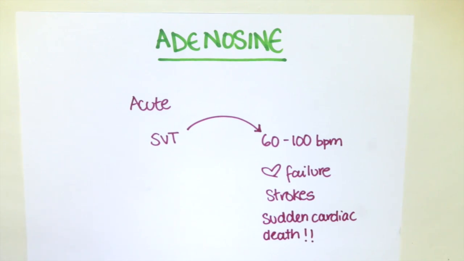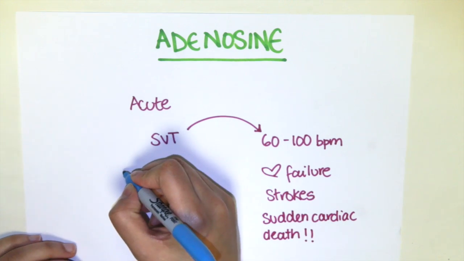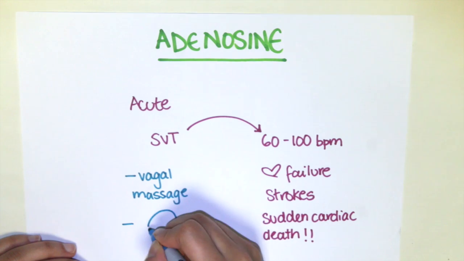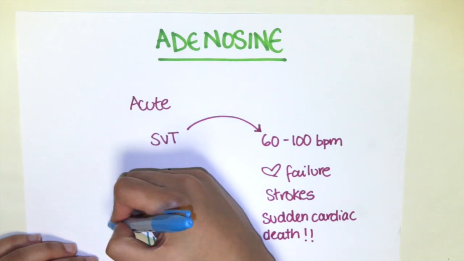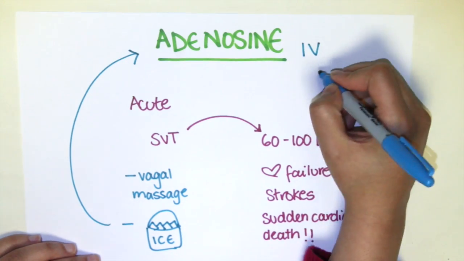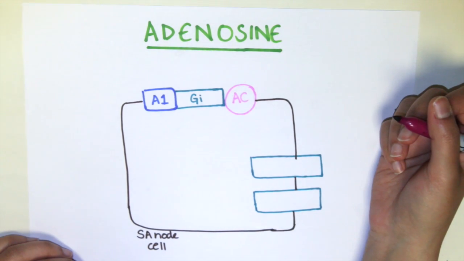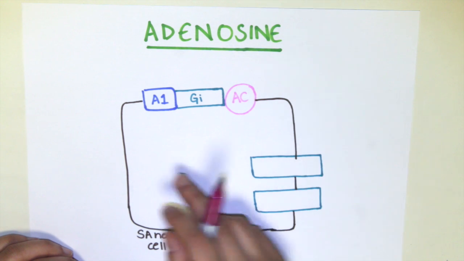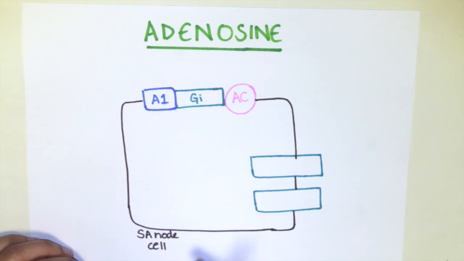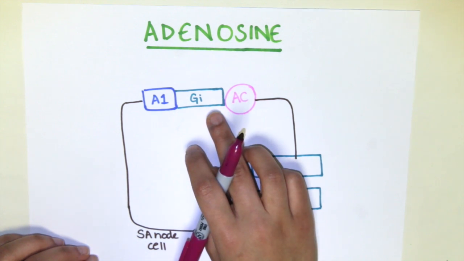When someone presents with an SVT acutely, if they don't go into sinus rhythm with measures such as vagal massage or an ice bucket wash, adenosine is administered intravenously, which causes transient heart block. So the way that adenosine works is that it binds to A1 receptors on the membranes of SA node cells, which are coupled to G proteins.